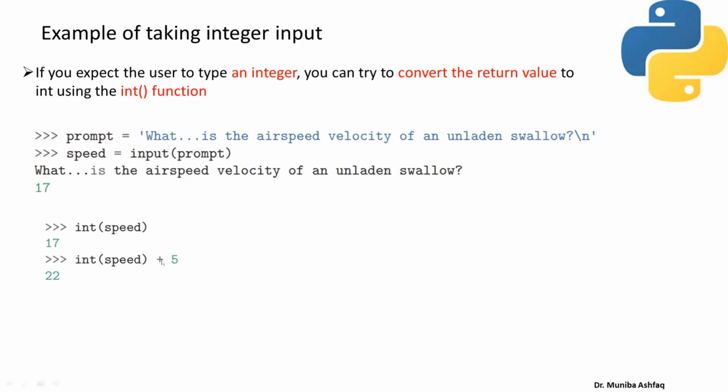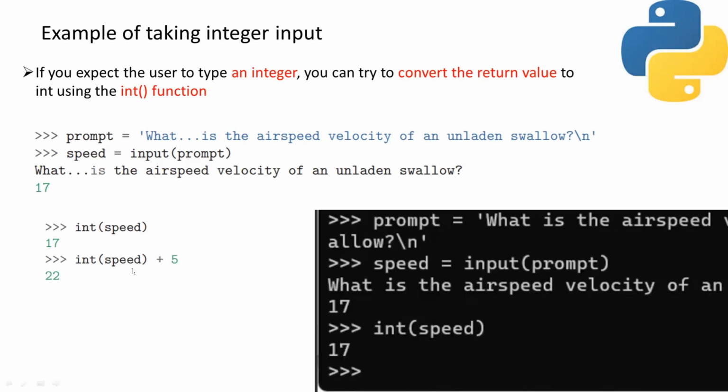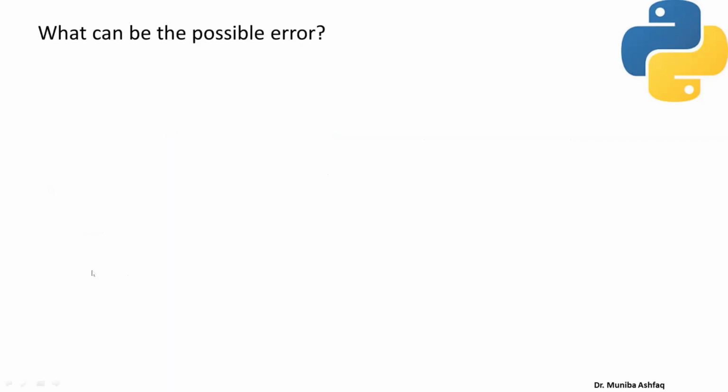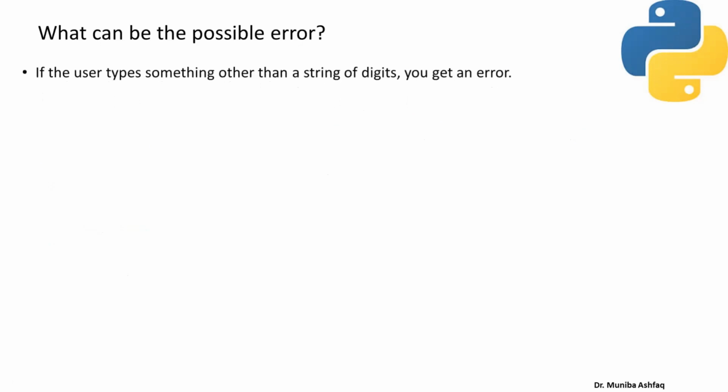And this is the proof here in this next expression. What we are going to do is check whether it's actually an integer or not. So int speed plus 5, so 5 would be added to the 17. We will get the value 22. What can be the possible error? If the user types something other than a string of digits, you get an error.